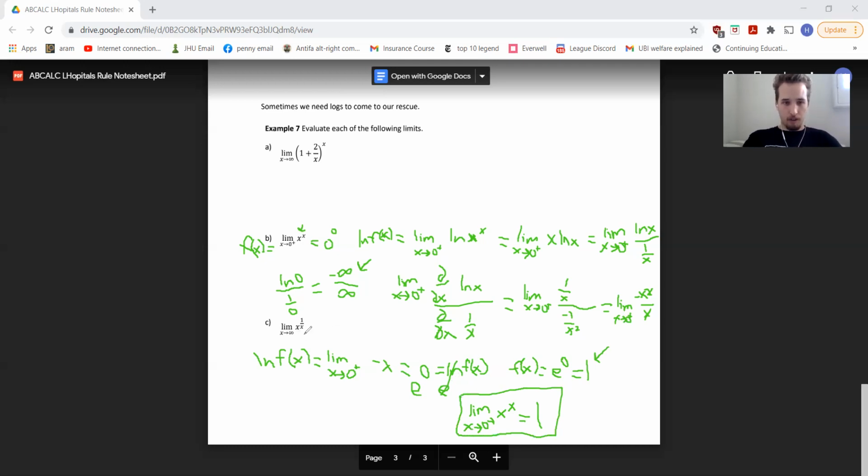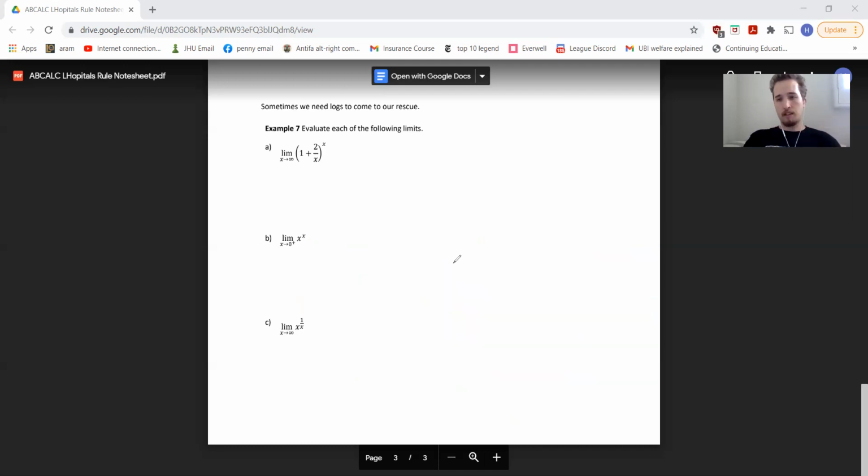As you can see, number 3 is almost the same thing. Instead of x to the x, it's x to the 1 over x, and instead of going to 0, it's going to infinity. So we're going to follow pretty much the same process. Break it down into steps. Now that we've done it a few times, for these ones, plug in the limit.